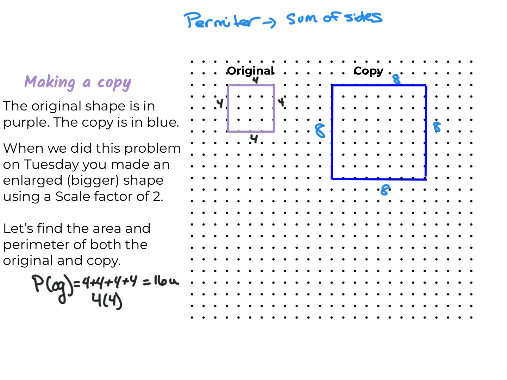And then if we want to talk about finding the perimeter of the copy, the perimeter of the copy, again, would be 8 plus 8 plus 8 plus 8, writing that as repeated addition, and then writing it as multiplication. It would be 4 groups of 8. 4 times 8 is going to be 32 units. So that's how you find perimeter. So you've done that before. You know how to do that.